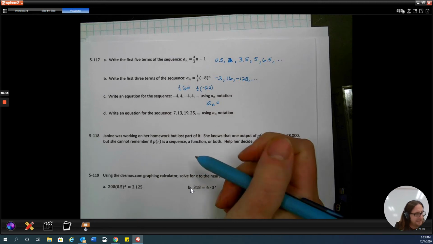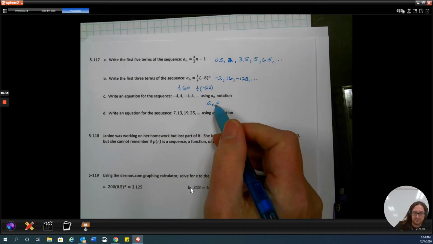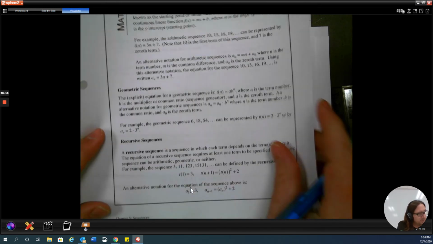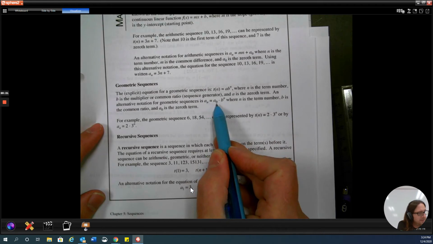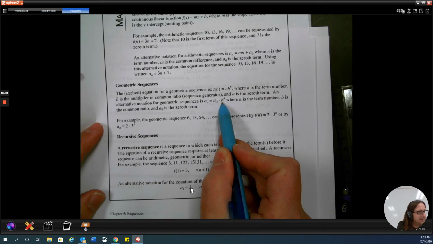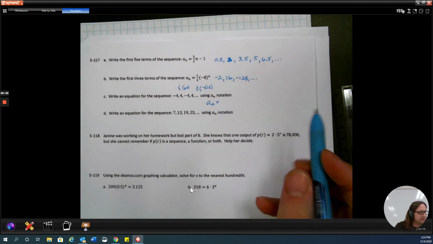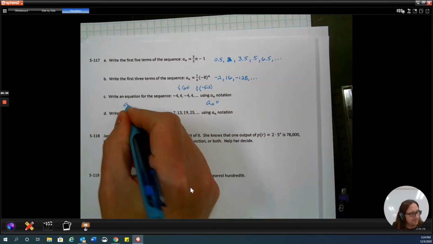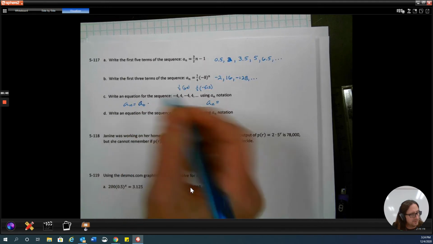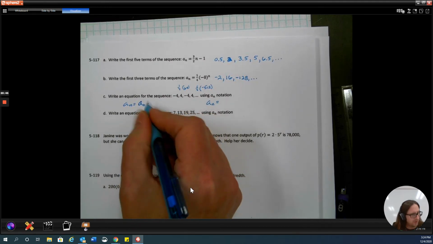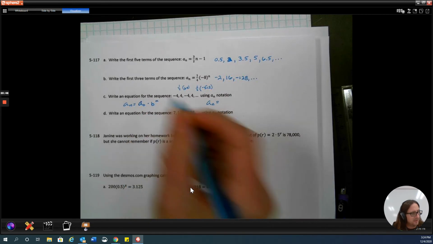So what we need to do for this type, if it's a geometric sequence, is we do A of n equals the starting value, so A of 0 is the 0th term, times B, which ends up being the common ratio, to the nth power. So I'll just write that down here. So A of n equals A of 0 or A sub 0 times the common ratio. I call it R, why do they call it B? And then to the nth power.